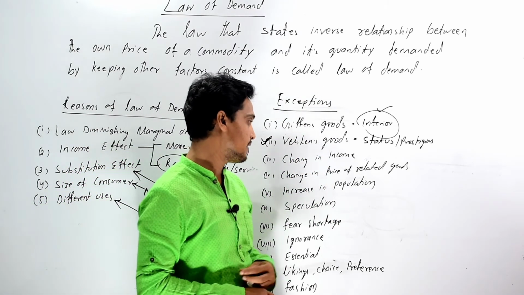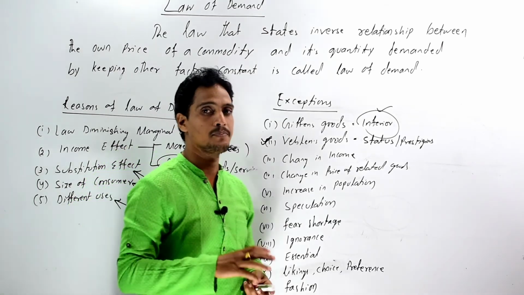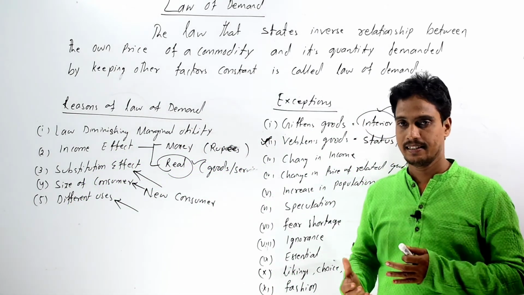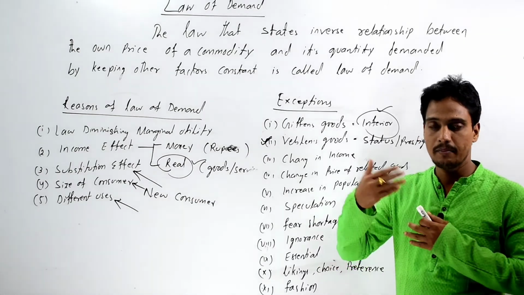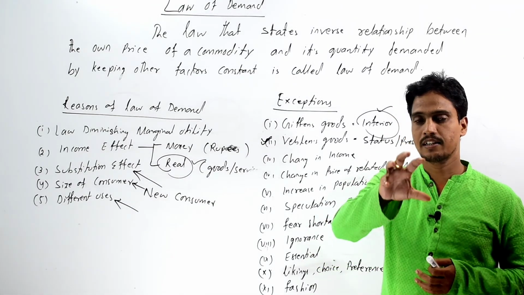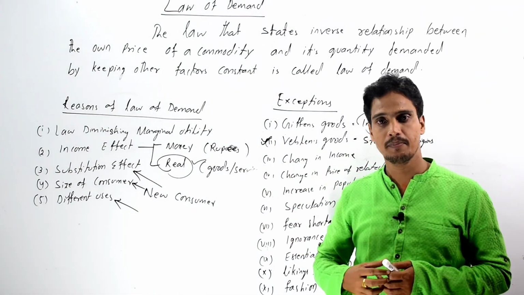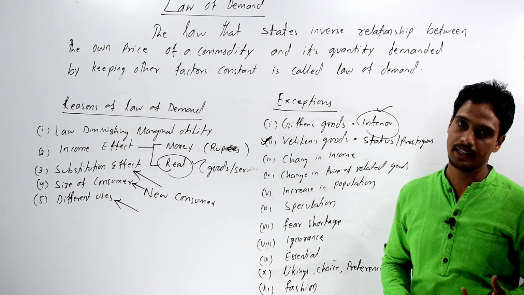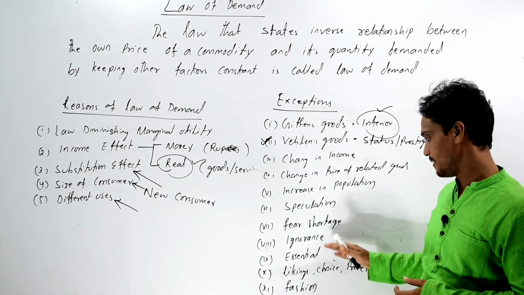Then come to our next exception, that is fear of shortage. Sometimes they feel that they may not be able to get a certain commodity in the near future. They like to demand more and more of the commodity at the higher price.